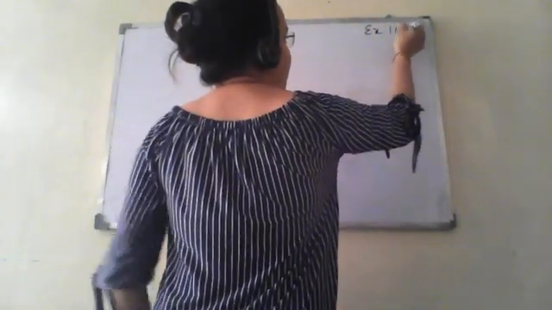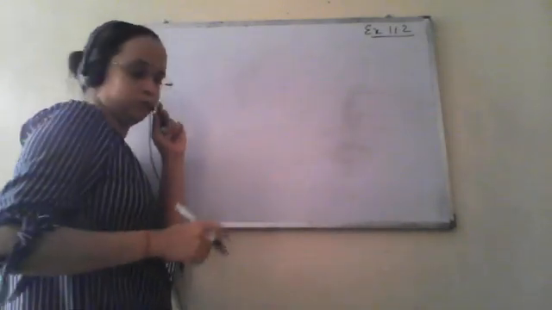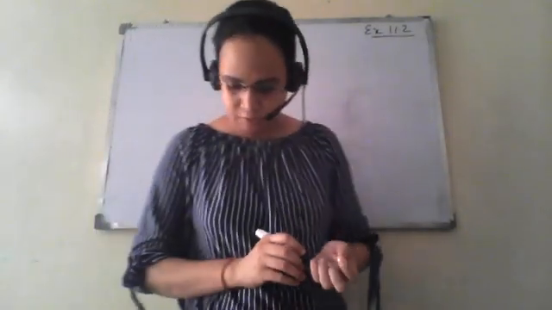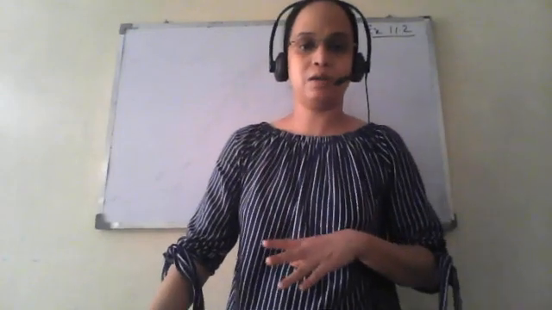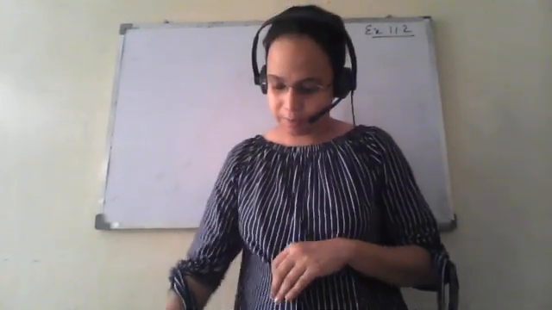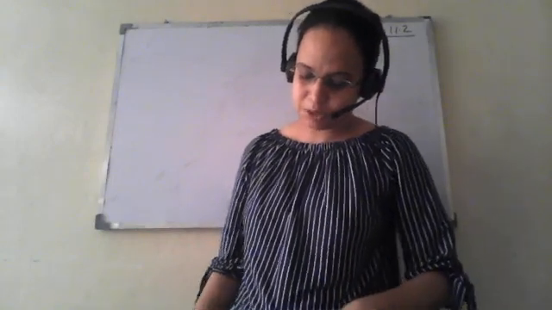Exercise 11.2. Now the first question of this exercise says the shape of the top surface of a table is a trapezium. So there is a table, the surface of that particular table is of trapezium shape. Find its area if its parallel sides are 1 meter and 1.2 meter and the perpendicular distance between them is 0.8 meters.